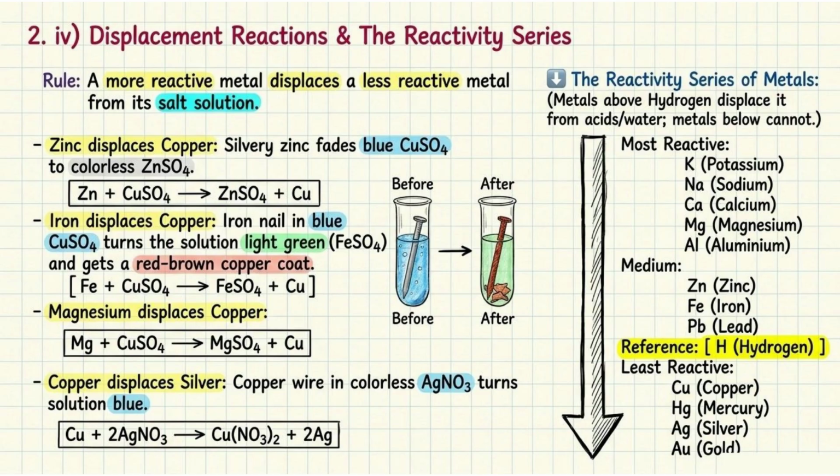By watching all these fights, chemists built the reactivity series. Let's summarize it. At the top, the most reactive: potassium, K, sodium, Na, calcium, Ca, magnesium, Mg, and aluminum, Al. Then in the middle, medium reactivity: zinc, Zn, iron, Fe, and lead, Pb. Then we use hydrogen, H, as a baseline reference point. And below hydrogen are the weak, least reactive metals: copper, Cu, mercury, Hg, silver, Ag, and gold, Au.